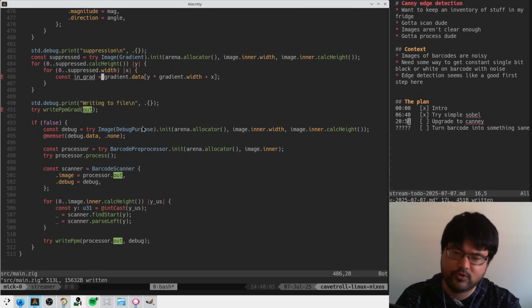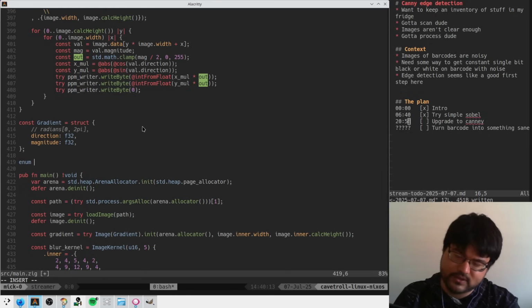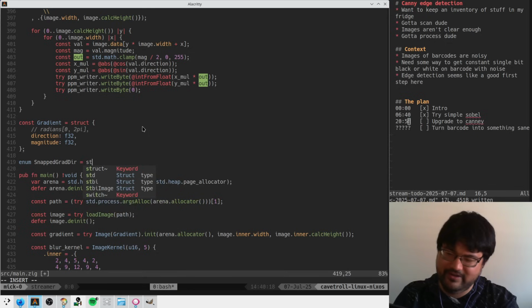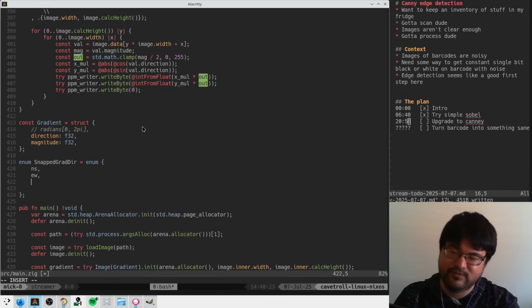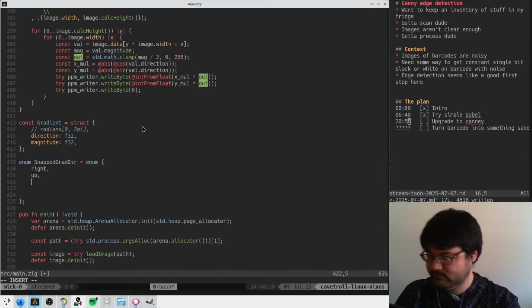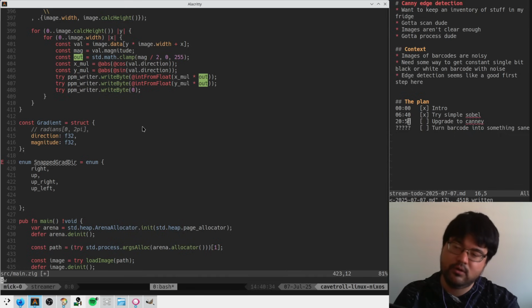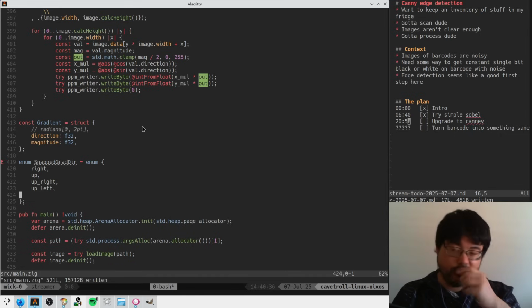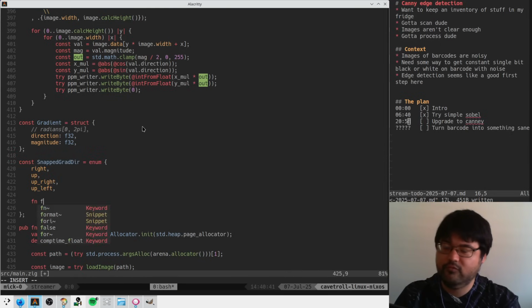So I guess we want maybe an enum that's like direction, like gradient snapped. And it's like north, south, east, west. Maybe we'd say right, up, up-right, up-left. I think that's kind of what we want to do. We want to say from angle.